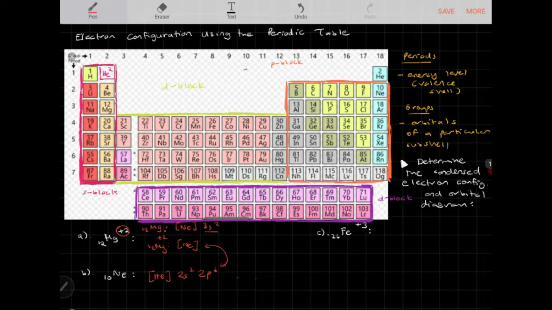So when 2 different species, and the reason we call them different species is because they have a different number of protons, have the same electron configuration, we call these isoelectronic, right? So magnesium plus 2 and neon are isoelectronic. They have the same electron configuration. Okay, now let's take a look at part C here.